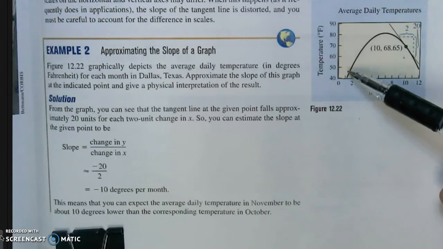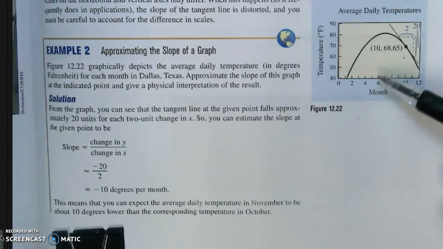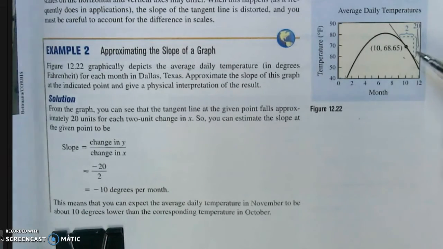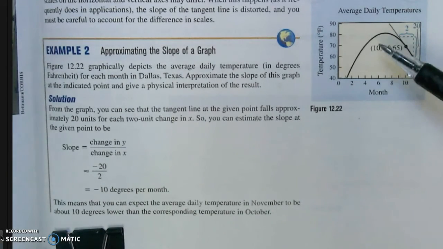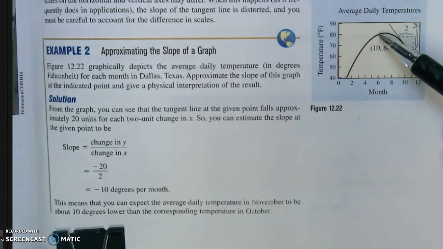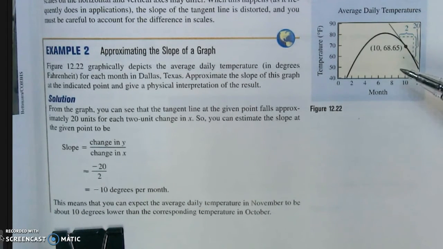As we're warming up, it changes pretty drastically from January to about May. And then it changes really drastically from about August to December. But we're not seeing much change from May to August. Once the temperatures are warm, they don't change that much, at least in Dallas, Texas, according to this graph. So let's look at what they say in the solution.